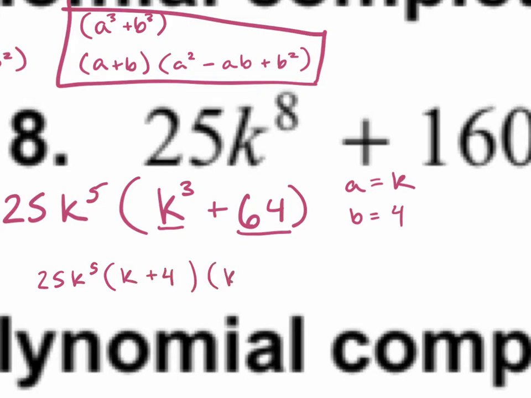Then a squared. Then a times b, which is 4k. It should be minus 4k. And then plus b squared, which is 16. Can we factor this anymore? No. Trick question. We're done. Any questions here?